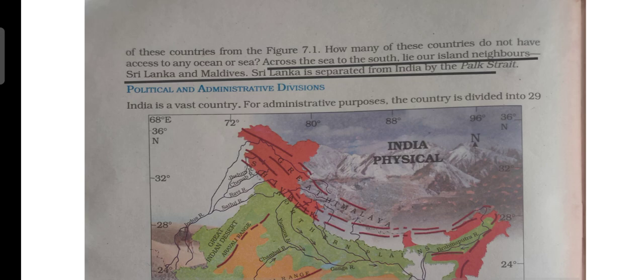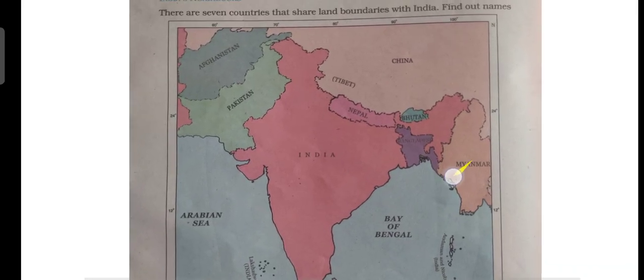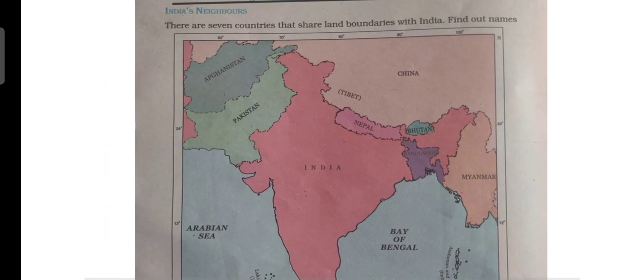Sri Lanka is separated from India by the Palk Strait. So children, there are 7 countries that share land boundaries with India. As you can see over here in this figure, there are 7 countries. So we have Afghanistan, Pakistan, then China, Nepal, then we have Bhutan, then we have Bangladesh and Myanmar. So these are the 7 neighboring countries of India.